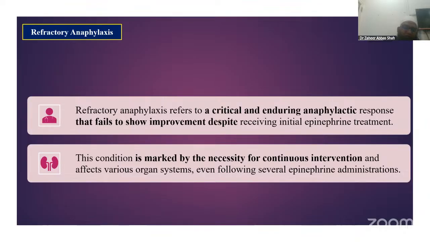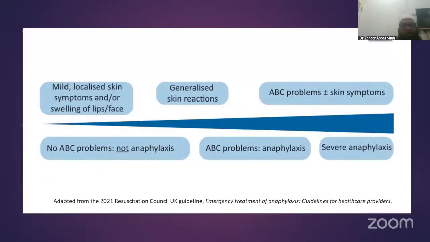So this condition is marked by necessity for continuous intervention, and it may affect the various organ systems even following several epinephrine doses. So I have gone through this slide. It is nothing but the Resuscitation Council UK guideline. In short, whenever there is no ABC problem and there are only mild localized skin symptoms, swelling or itching, it is not anaphylaxis.